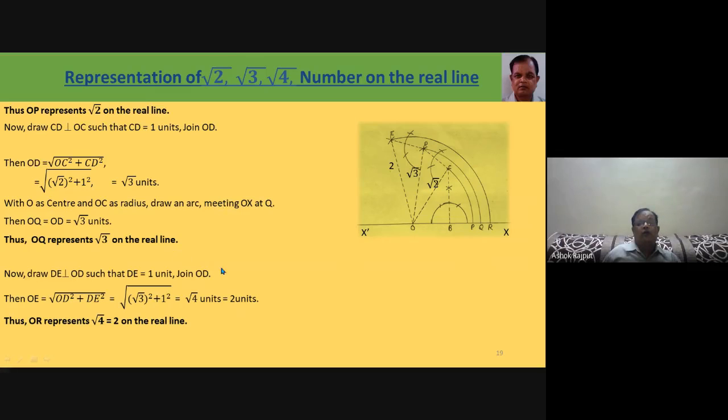Now join OE. Then OE equals under root OD square plus DE square, equal to under root 3 square plus 1. The square of under root 3 is 3, 3 plus 1 equals 4, and the square root of 4 is 2 units. Thus OE represents under root 4 equal to 2 on the real line. Thus, we can represent these numbers on the real line also. Such types may be other sums also.